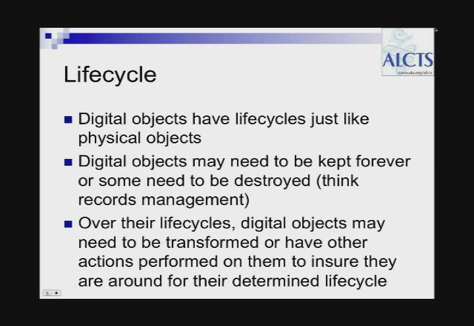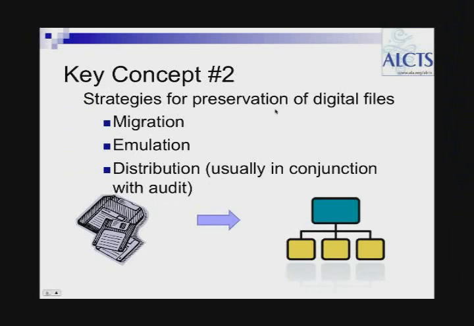So a file may need to be converted from one type of file to another to ensure that they're around for their determined life cycle, whatever your policy states is the policy for that particular object. Some of the ways that we need to go about doing digital preservation, some strategies for how we preserve digital files. A strategy is migration. That's one of those things on that outer rim there.